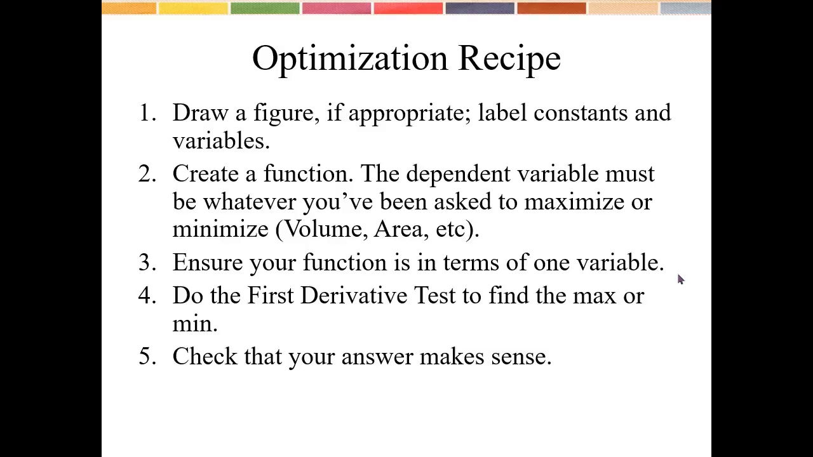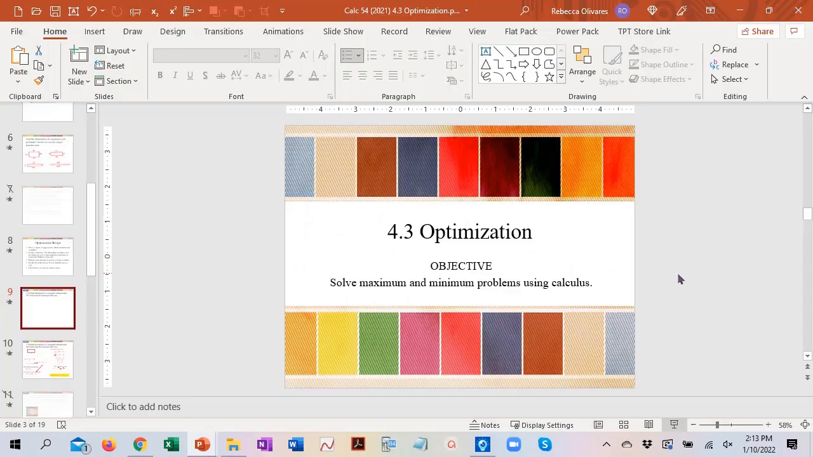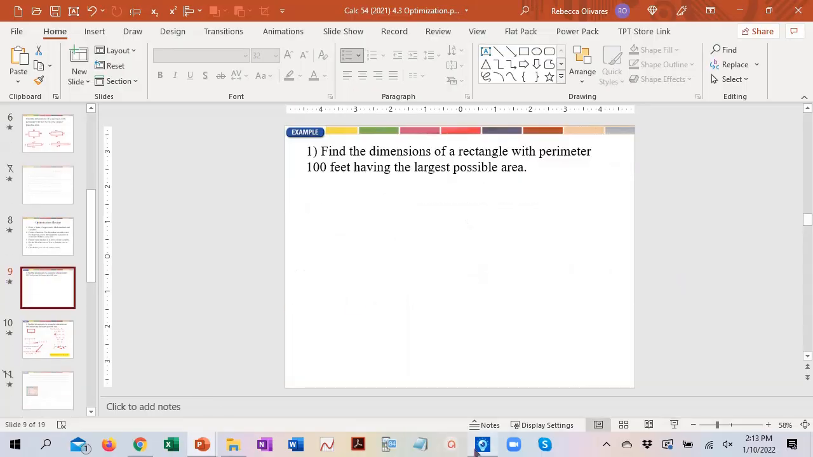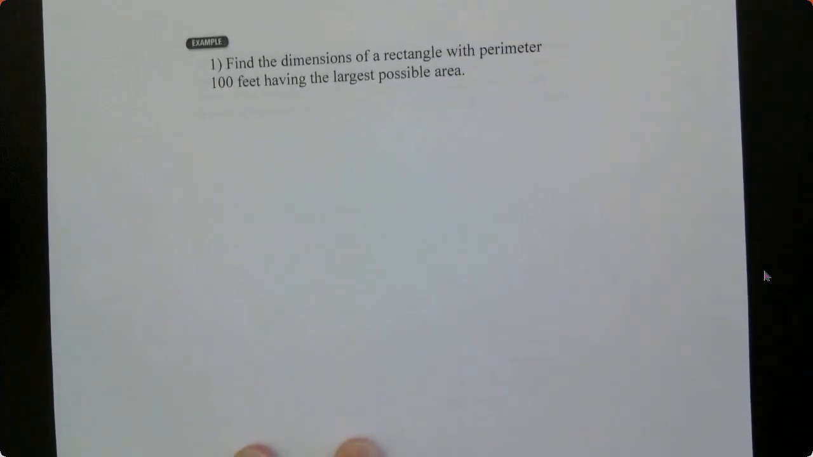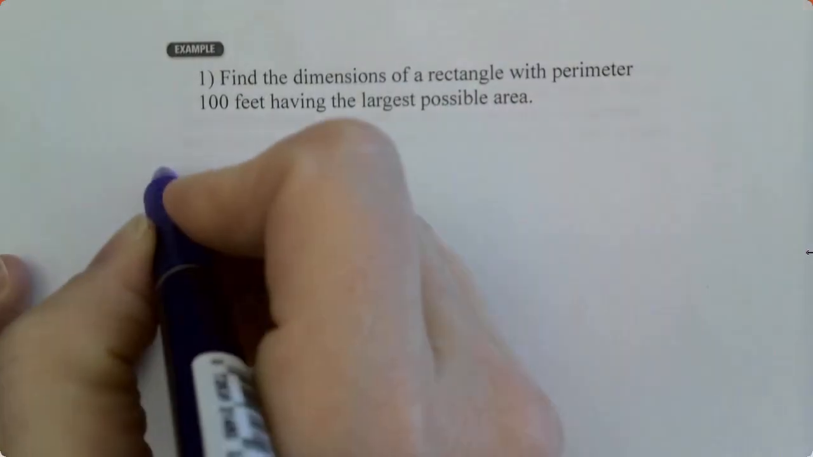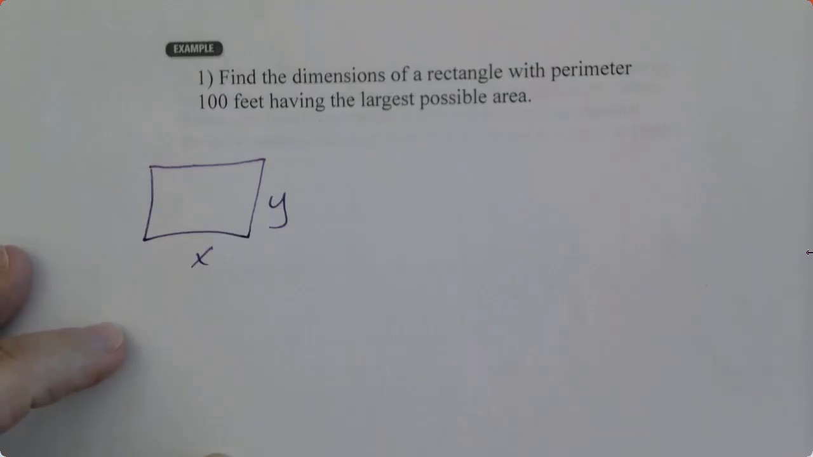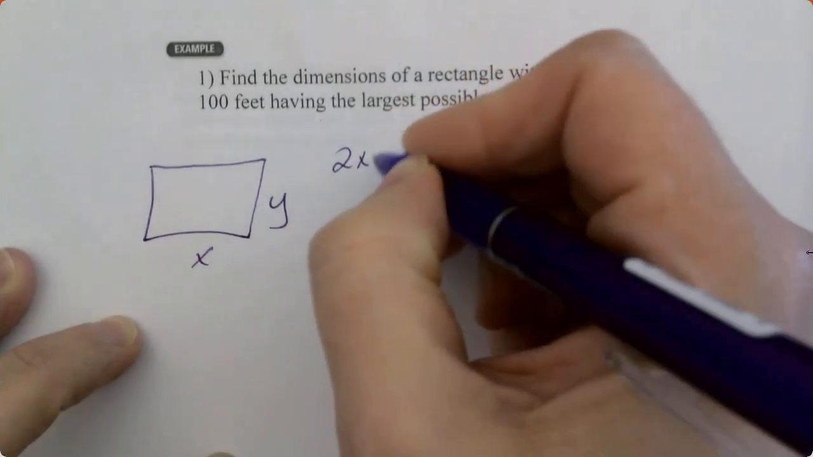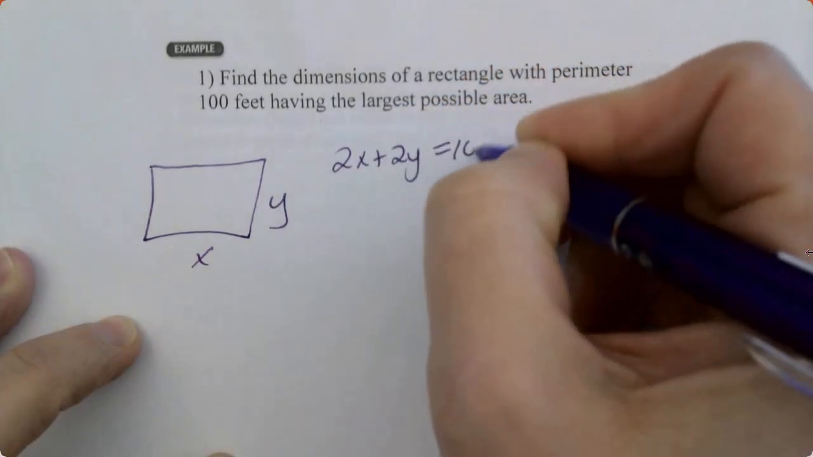And then you'll want to do the first derivative test. You could also do the second derivative test to find the maximum or the minimum and check that your answer makes sense. So we are going to find the rectangle that has the largest possible area with a perimeter of 100 feet. So let's draw a picture. So the perimeter is 100. How would I find the perimeter of this rectangle? 2x plus 2y is equal to 100.